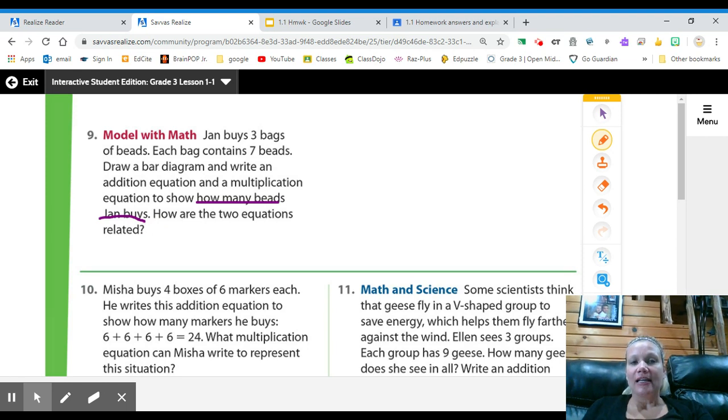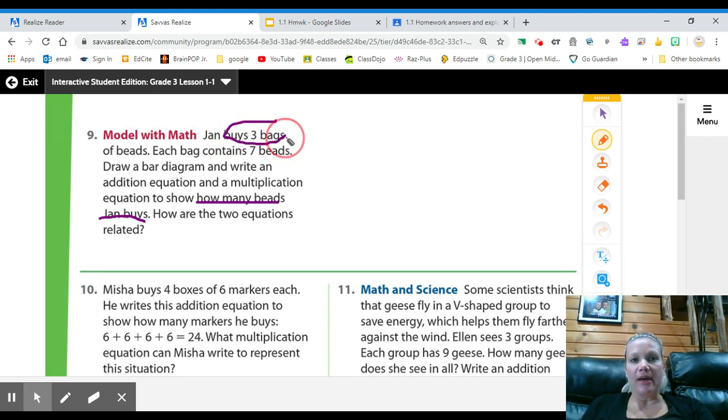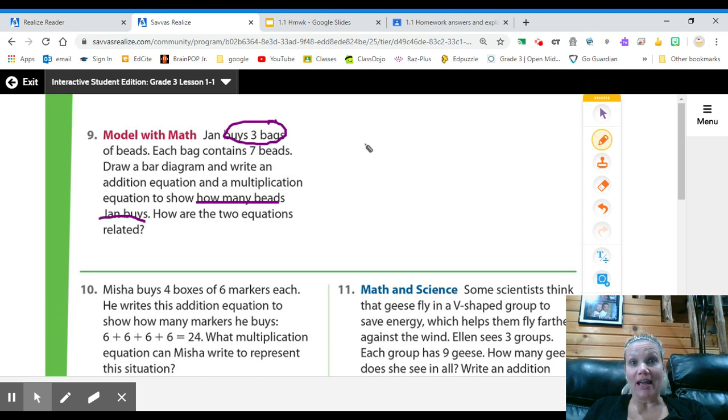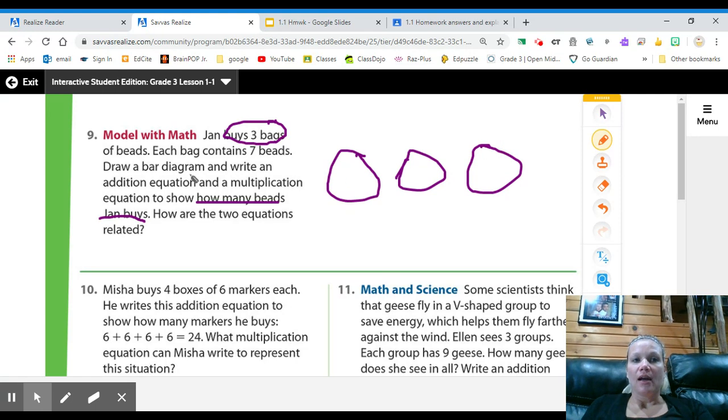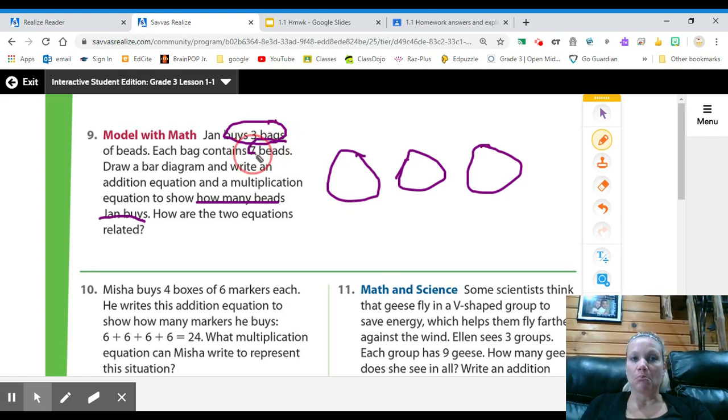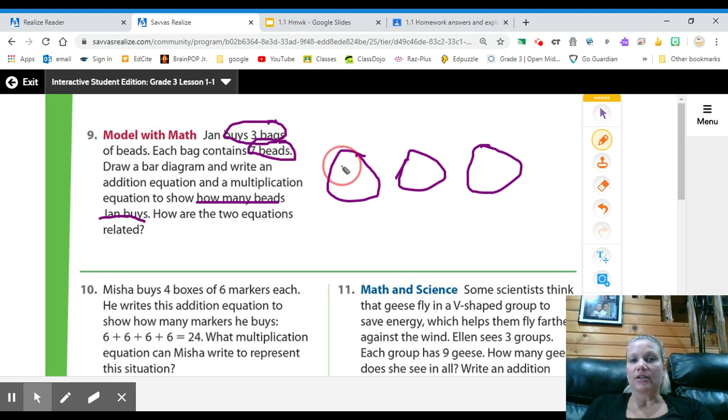Then we circle the important information. So, she buys 3 bags. And then I'm going to draw that. I'm going to stop and do that one step. So 3 bags, 1 and 2 and 3, of beads. Each bag contains 7 beads. Again, more important information. So this bag has 7 beads, this bag has 7 beads, and this bag has 7 beads.